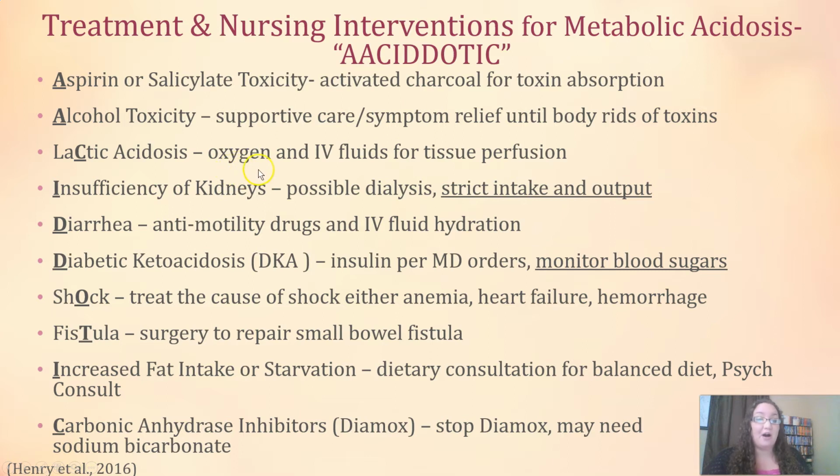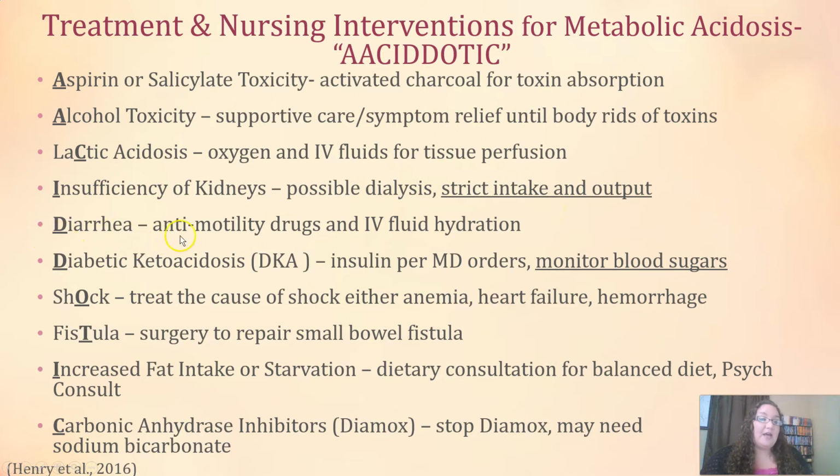Now we talked about the problem is oxygen, lack of oxygen and perfusion. So how about some oxygen and some IV hydration for tissue perfusion. Insufficiency of kidneys. Now, if the diuretics don't work, patients may have to have dialysis. But as a nurse, we want to do strict intake and output because these patients can get overloaded very, very quickly.